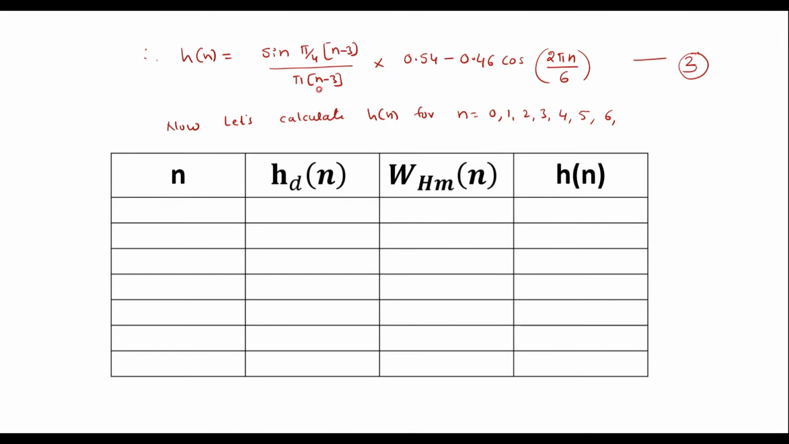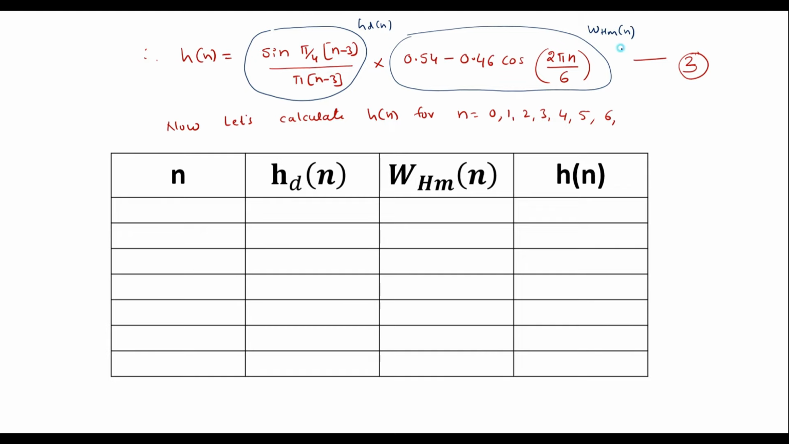We find the impulse response, that is h of n, for different values of n. For easy calculation, I will make this table. Here this is hd of n, and this is the Hamming window sequence, that is whm of n. So here I have written hd of n, which is nothing but this expression, and whm of n is nothing but this expression. I will solve these two values separately, then multiply hd of n with whm of n, so that I will get h of n.